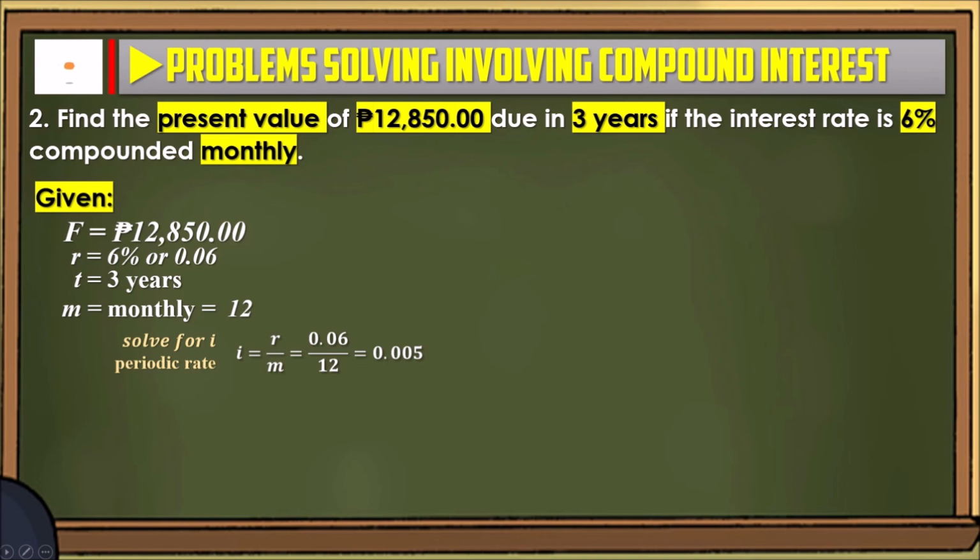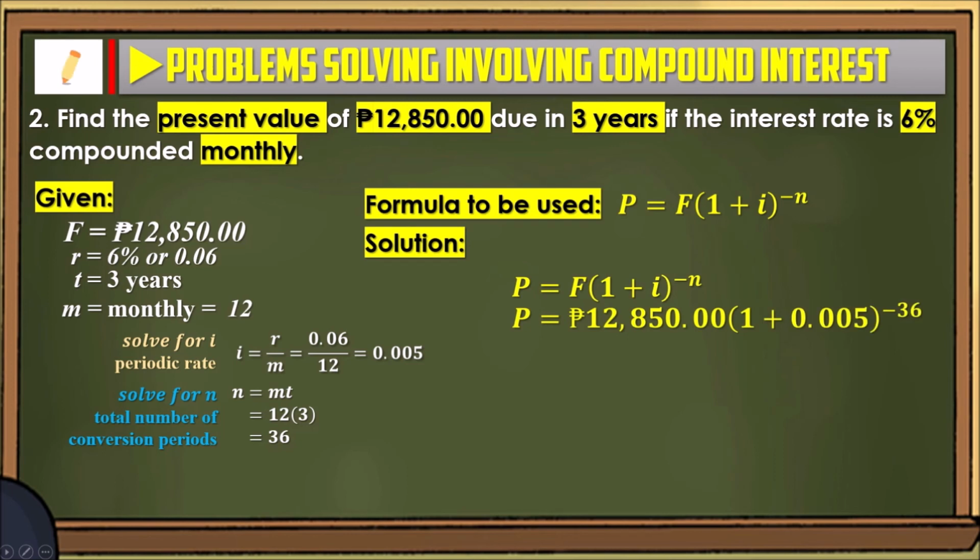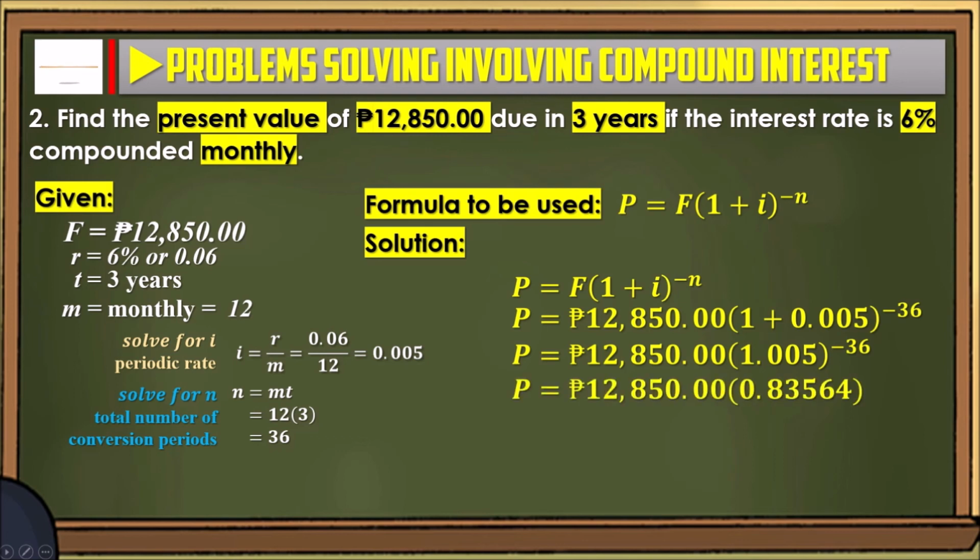Next is to solve for n, or the total number of conversion periods. Total number of conversion periods is equal to the product of conversion period and time. So we have n is equal to 12 times 3 is equal to 36. Let us now continue the solution. Use the formula in finding the present value of F. Substitute the given to the formula. Now, perform the operation. Final answer for present value of F is 10,738.04 pesos.